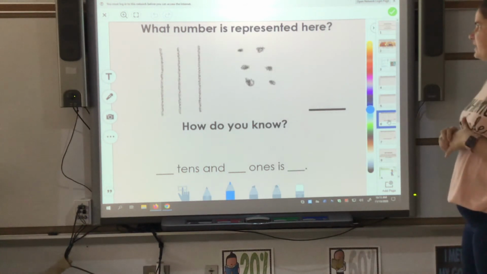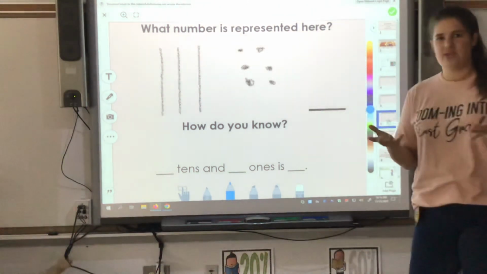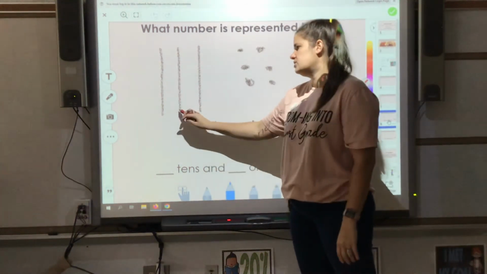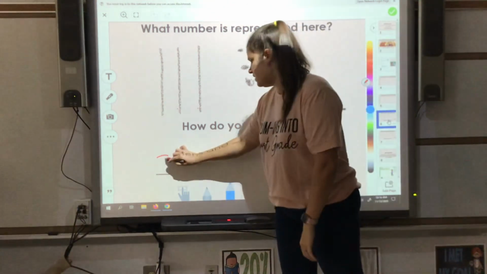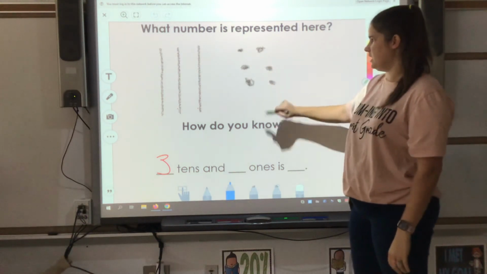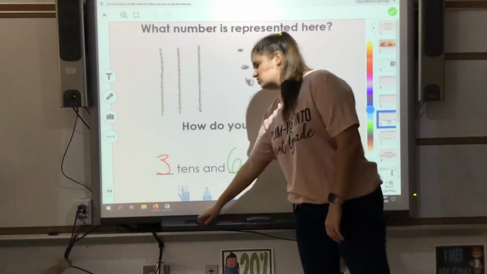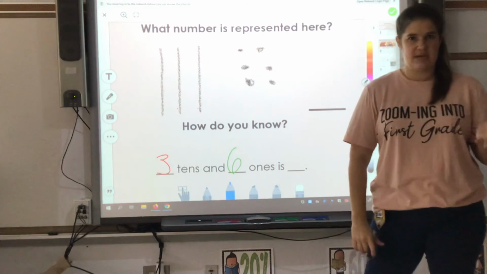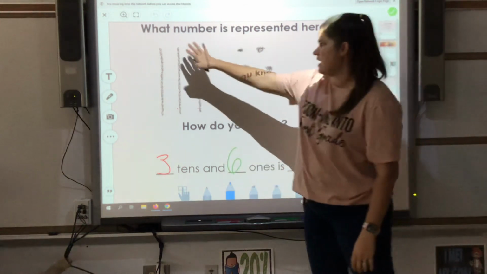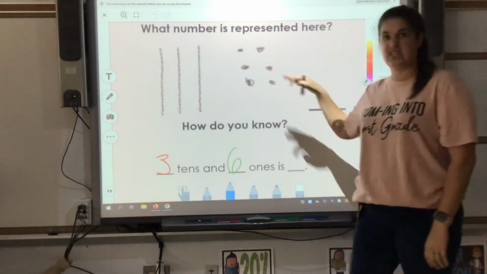This one says, what number is represented here? How do you know? So the first thing I would do is I would count my tens and ones to figure it out. So let's count. I have 1, 2, 3. So I know I have 3 tens. And let's count our ones. 1, 2, 3, 4, 5, 6. So 3 tens and 6 ones. Remember, when I try and figure out my numbers, I like to say it out loud and write the numbers as I say it. Or you can count these 10, 20, 30, 31, 32, 33, 34, 35, 36.